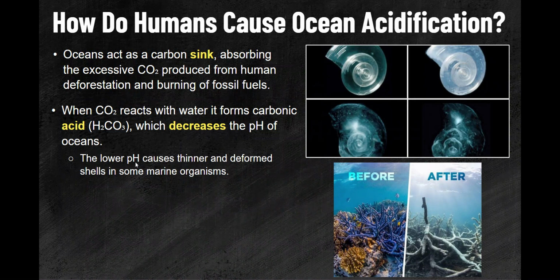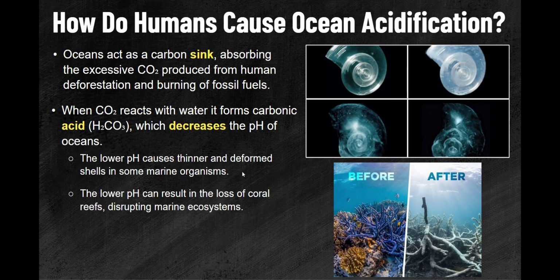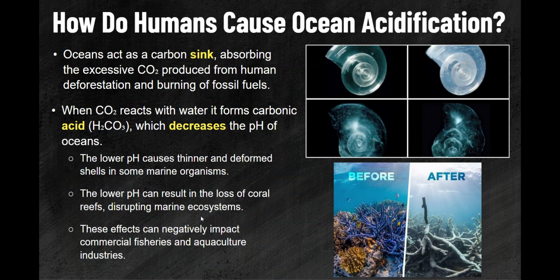Well, the lower pH causes thinner and deformed shells in some marine organisms. That's what you're seeing in this top image here. These are normal shells, but due to ocean acidification, these are the deformed shells. Also, the lower pH can result in the loss of coral reefs. On the left, you have a healthy coral reef. On the right, you have an unhealthy one. It's basically a dead coral reef at this point. And this is what can happen because of ocean acidification.